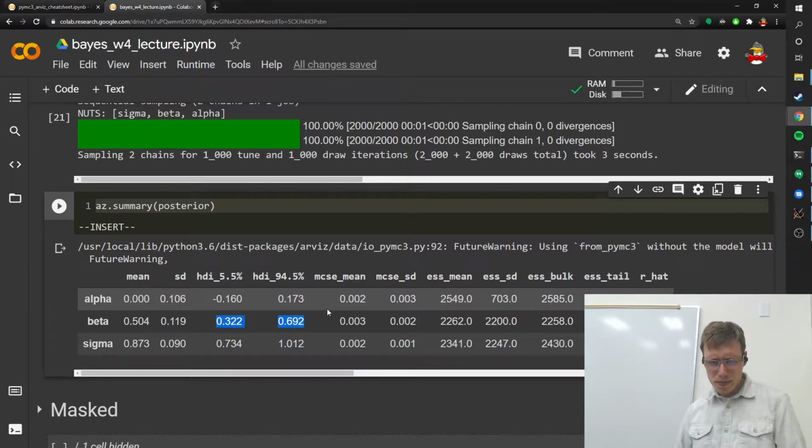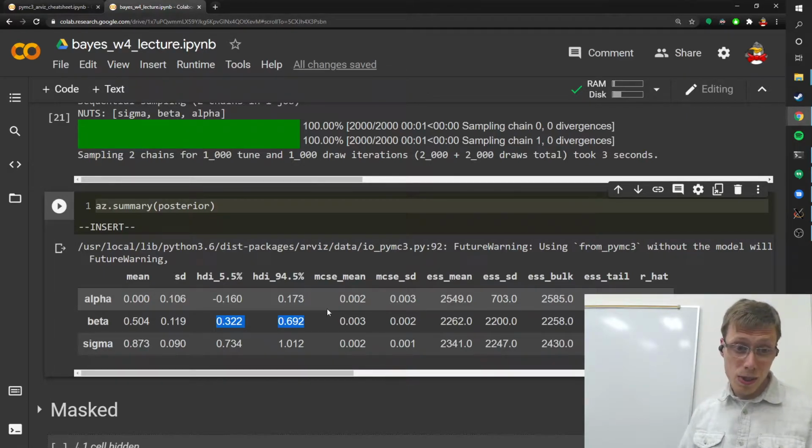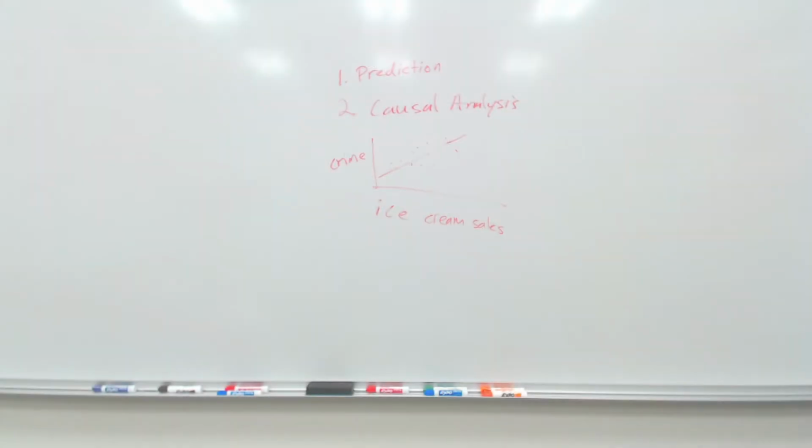So now let's go back to the board and try to interpret this first. And we'll see that A, we need some context, and B, this beta alone, just from the data, doesn't really tell us anything about causation. Well, it obviously can't because we know this is wrong. All right, but let's talk about it.